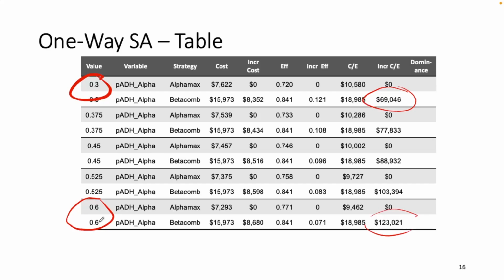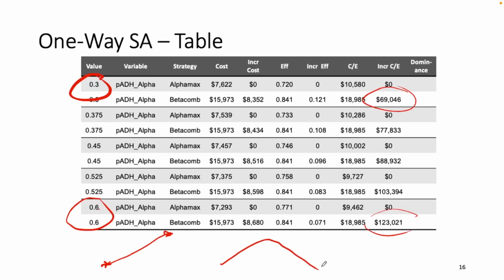Now, one question you might have is, well, why did we do this 5 different times? Why didn't we just do the high and the low value, 0.3, 0.6? And the reason is because in this example, we have an almost linear line where the low value resulted in a low ICER, and then the high value resulted in a high ICER. But we don't always have this relationship depending on how your model is built and run. There are times when the relationship between the parameter and the ICER is not linear.